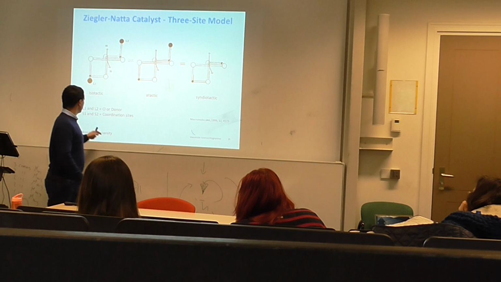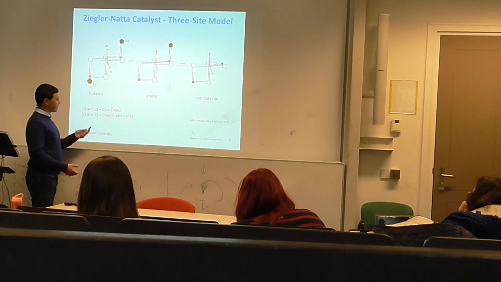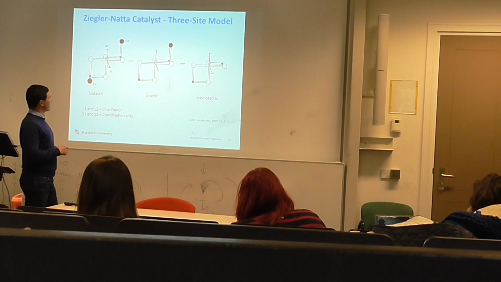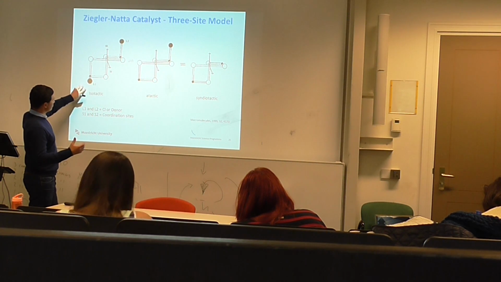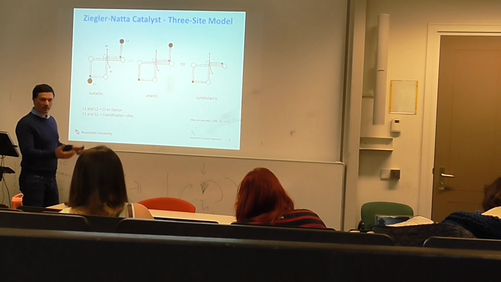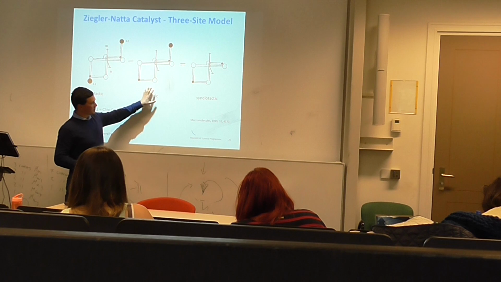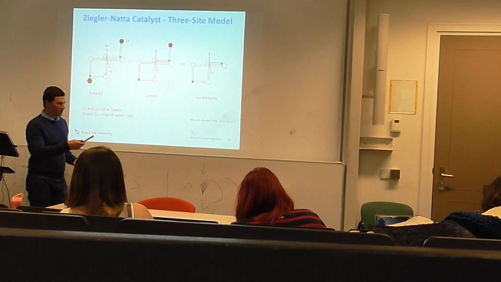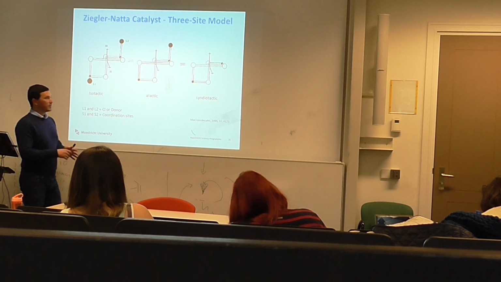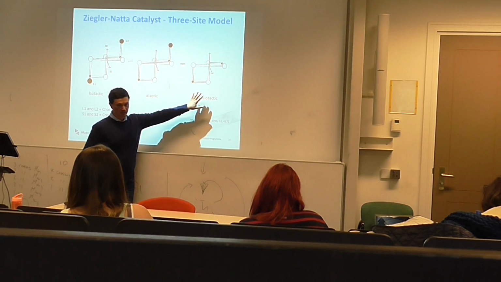So according to how strong your L, which can be chlorine or donor, according to how strongly it coordinates to the magnesium, you can have more of this kind of site, which is more isotactic, according to this one and this one, or the other way around. If your donor is quite labile, so you have more of this configuration. Okay.